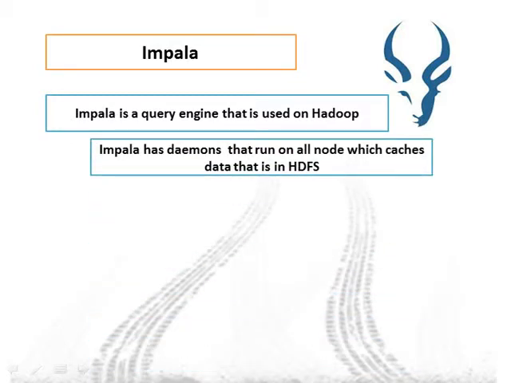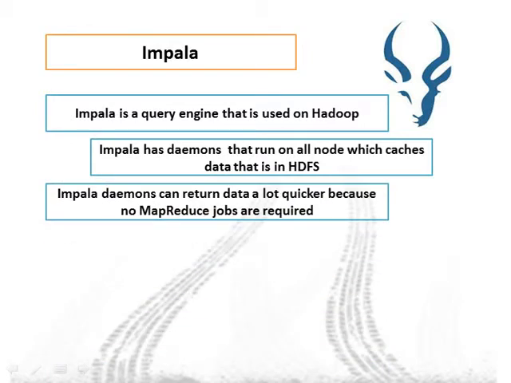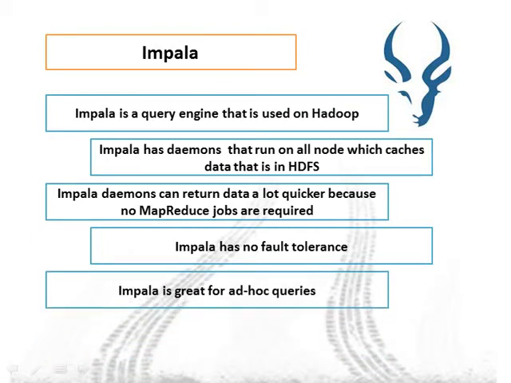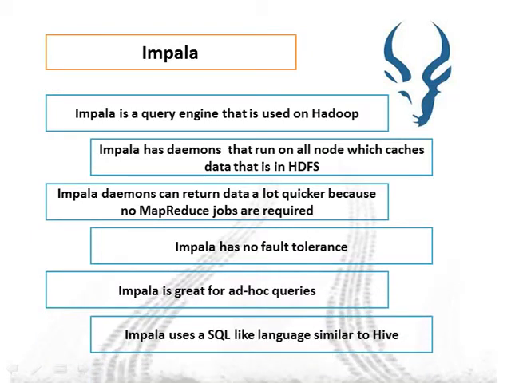Impala is a query engine that's used on Hadoop. Impala has daemons that run on all nodes, which cache data from HDFS. Impala daemons can return data a lot quicker because no MapReduce jobs are required. Impala has no fault tolerance. Impala is great for ad hoc queries. Impala uses a SQL-like language similar to Hive.